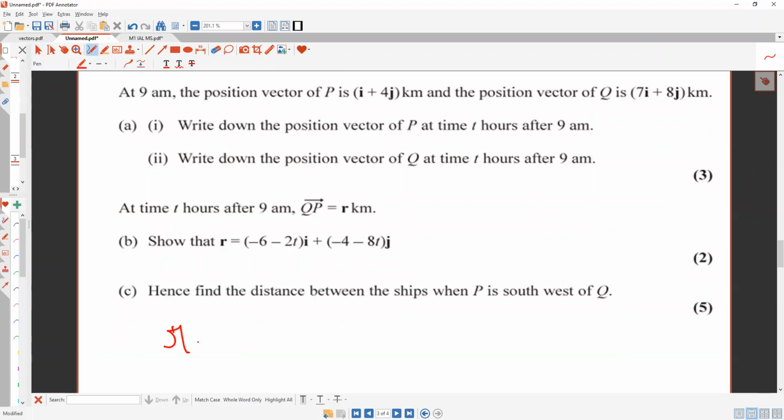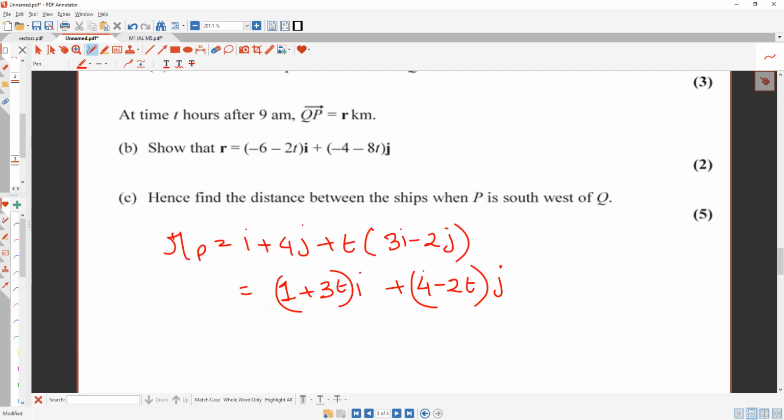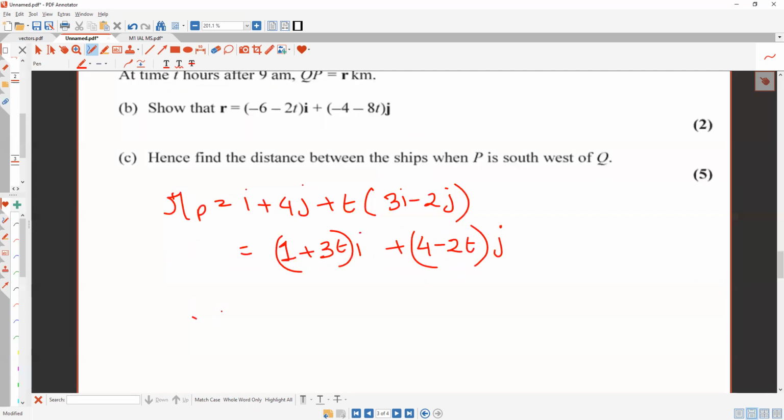rP is i plus 4j plus t times (3i minus 2j). Everyone online got the same answer? Okay, so can you simplify: 1 plus 3t i plus 4 minus 2t j. This is for rP. I hope everyone is okay with this because I did not check it.